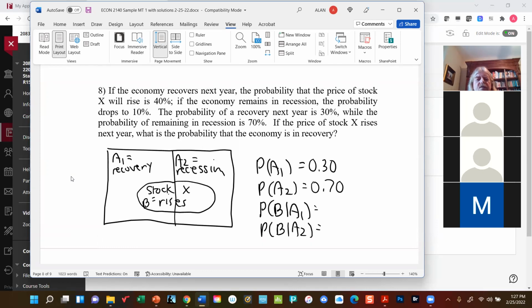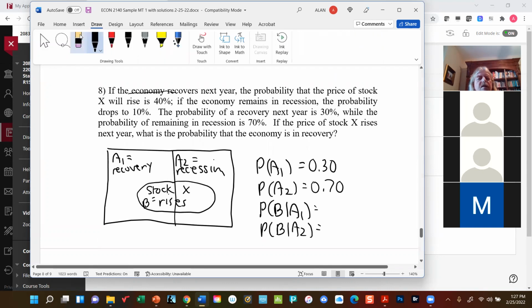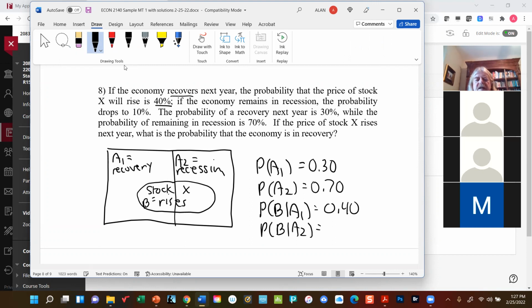A1 is a recovery. So it says right there, if the economy recovers, the probability of the price of stock X going up is 40%. That would be this one, because A1 is the recovery. If we're in a recession, the probability drops to 10%. That's this one. A2 is recession. In a recession, the probability that stock X goes up is 10%.